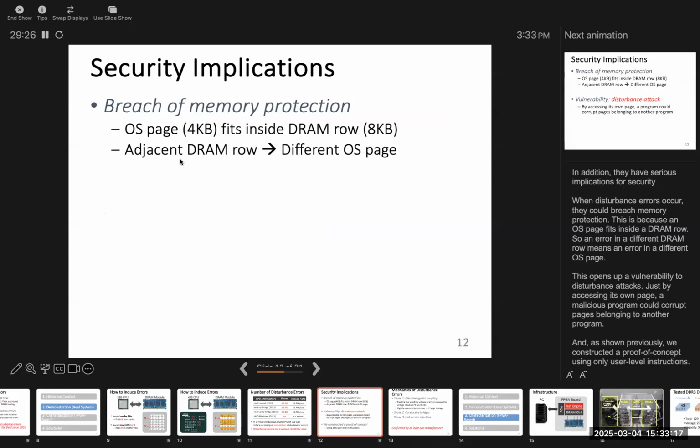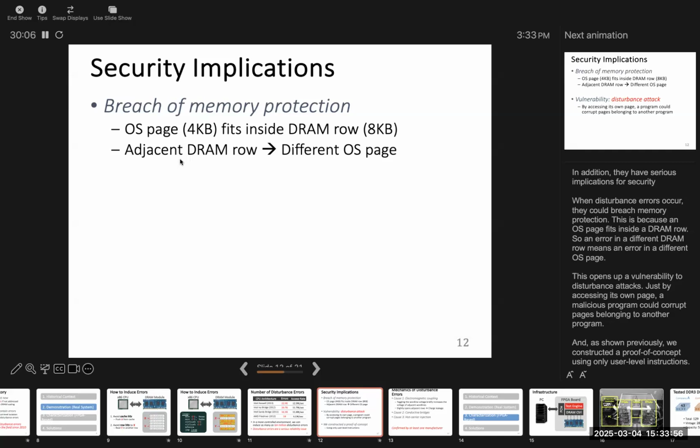Because it breaches the memory protection. The basic guarantee a system gives to any program or application is that no one can access your memory in any way, either to read your data or to write your data. However, here this protection is broken. As we have seen, the previous program is a user level program. There are no privileged instructions; all are user level instructions. But by repeatedly running that, I can induce errors in the victim rows. And if those victim rows contain the data of another program or another user, I am breaking the memory protection.